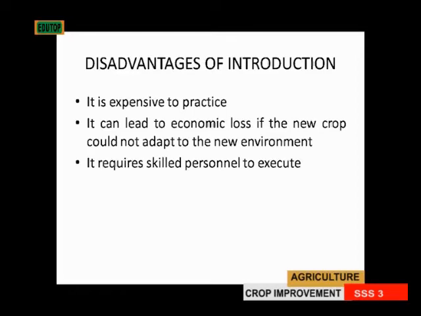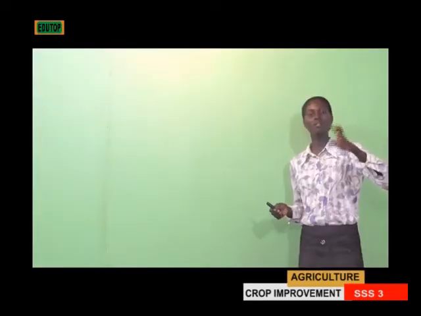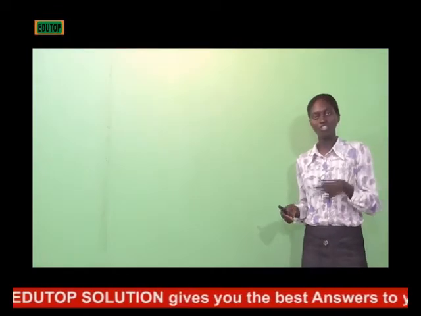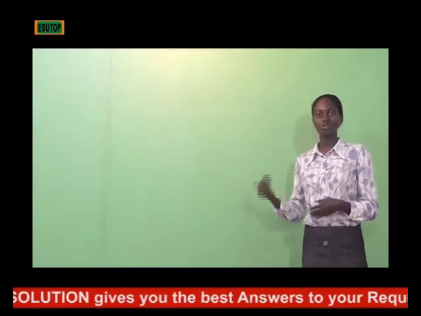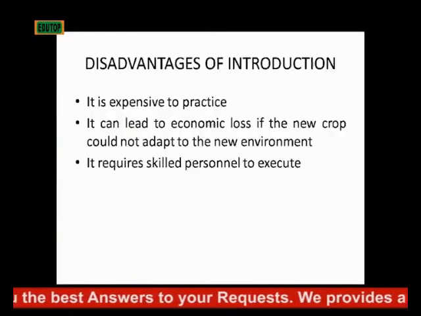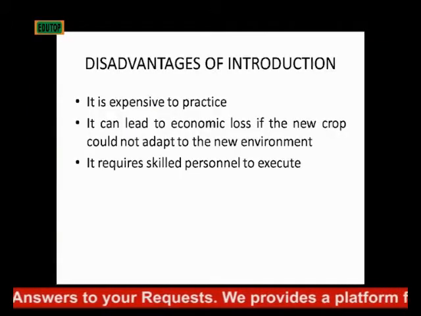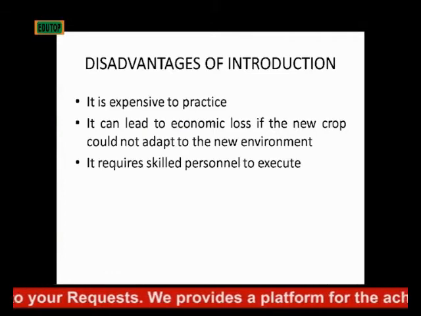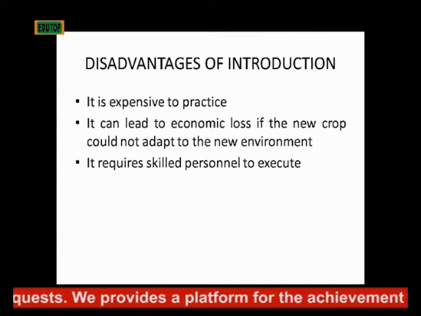The next is that it is expensive to practice. Bringing a crop from another country to a new country, taking it to quarantine, and all those processes is very expensive to practice. Another thing is that it can lead to economic loss if the new crop could not adapt to the new environment.